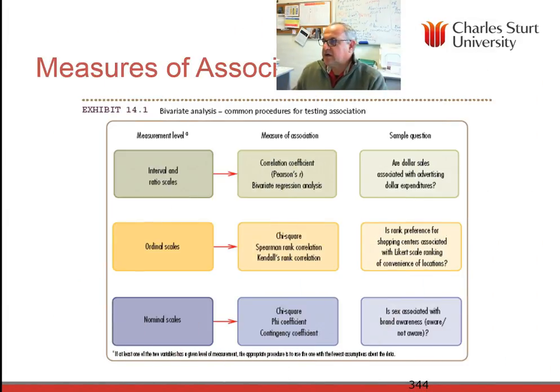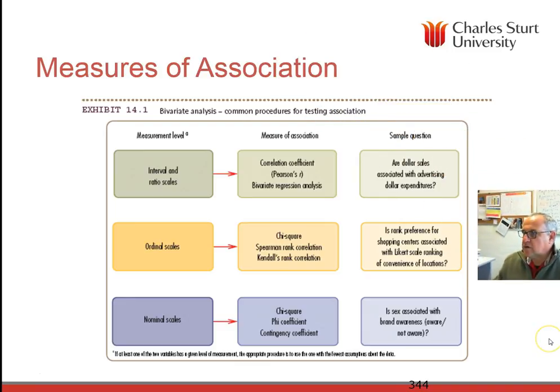Here's a nice summary for measures of association. If we're dealing with interval or ratio measures, so interval scales like the attitude scales in your assignment, we can use what's often called the correlation coefficient, or we can run what's called a regression analysis. And the sample question, remember as I said in the last lecture, the question we're asking is really important here. Are dollar sales associated with advertising dollar sales?